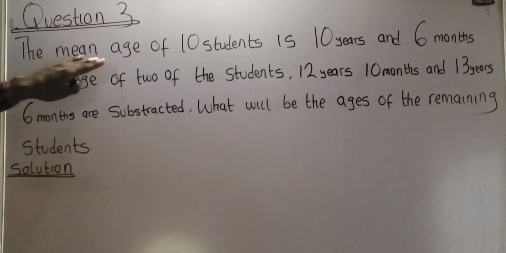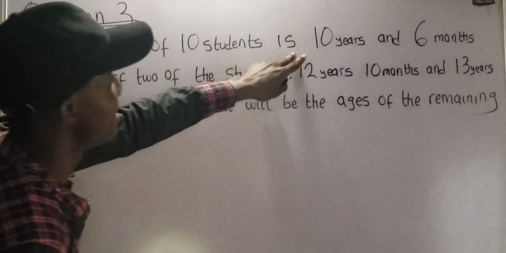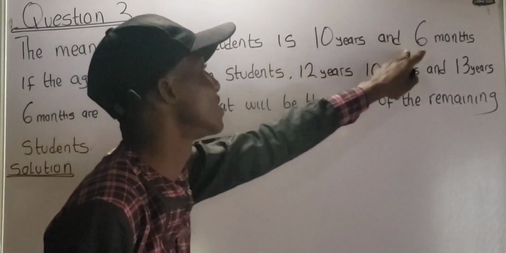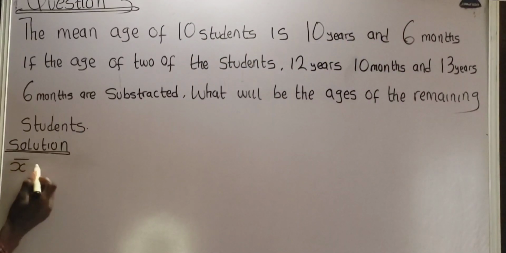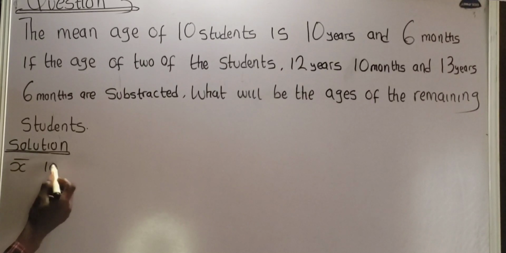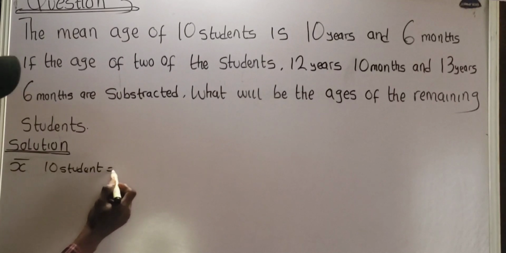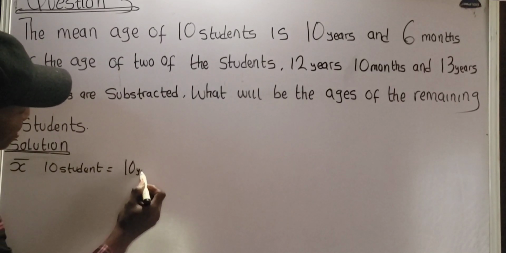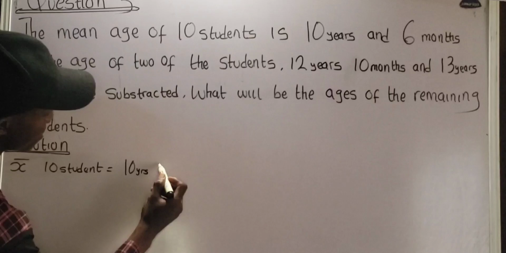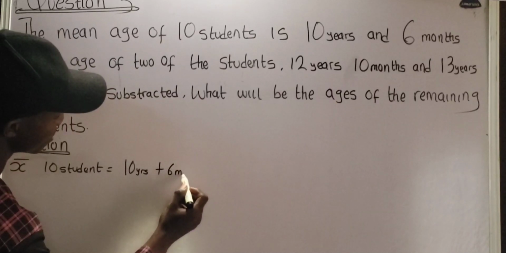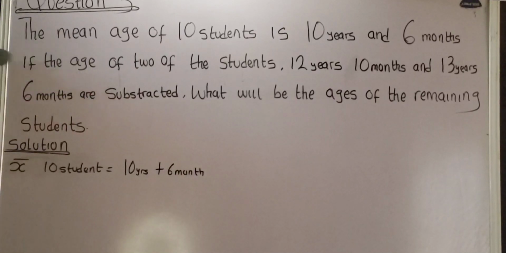Okay, the mean age of 10 students is 10 years and 6 months. You understand? X bar means mean. Don't forget, from our previous class, I told you that mean is usually represented as X bar. You understand what I'm saying?